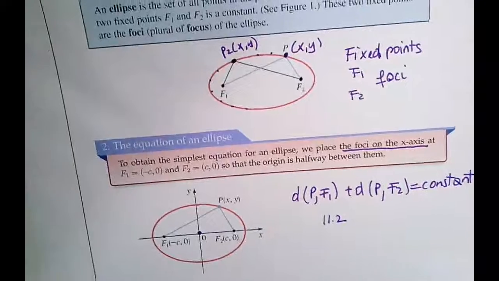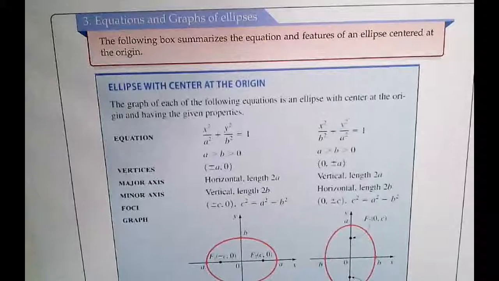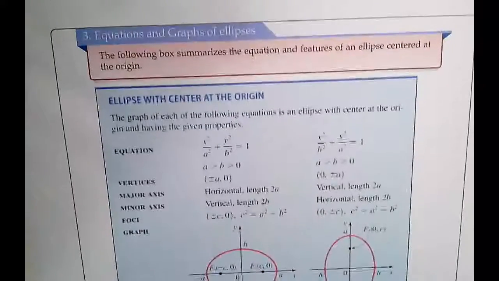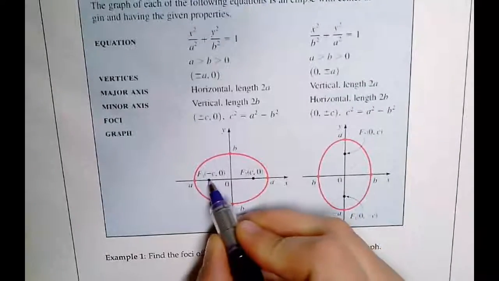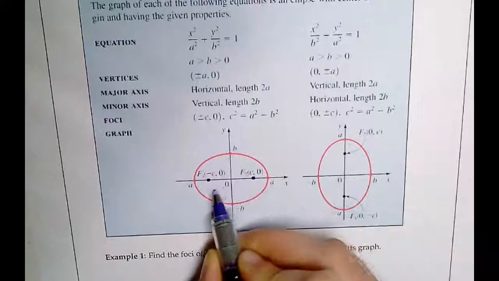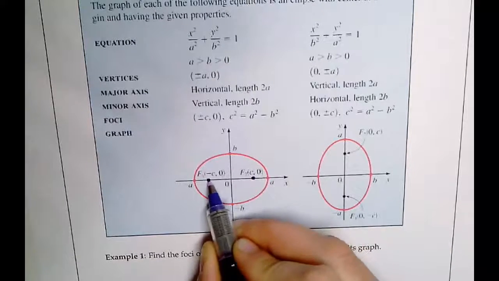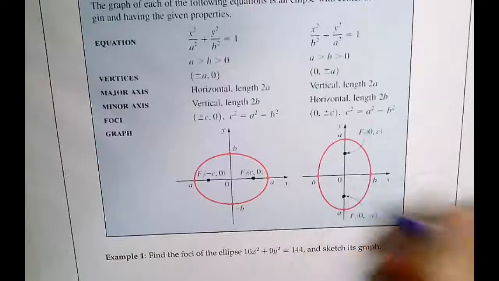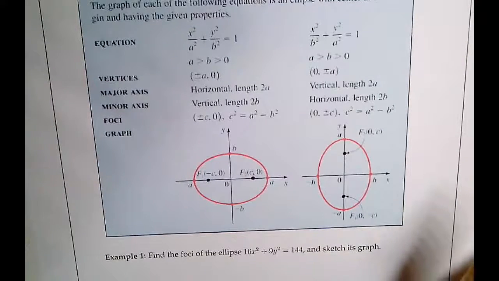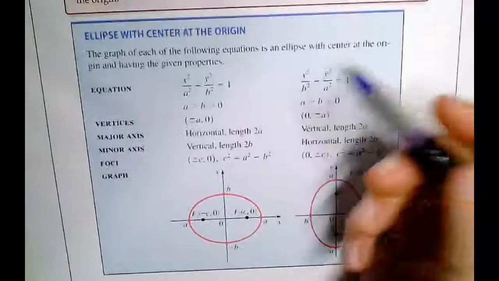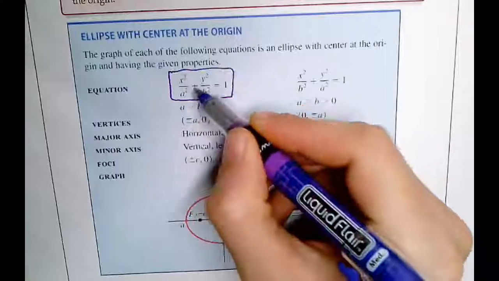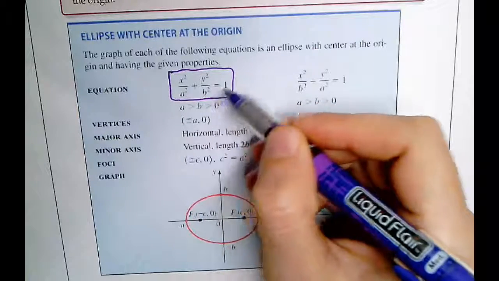All right, so let's see the equation of an ellipse. How does it look like? So first of all, we're going to have two types of ellipses. We're going to have an ellipse where the foci are on the x-axis and where the foci are on the y-axis. So those are the only two types. So the equation of an ellipse is going to be x squared over a squared plus y squared over b squared equals 1.